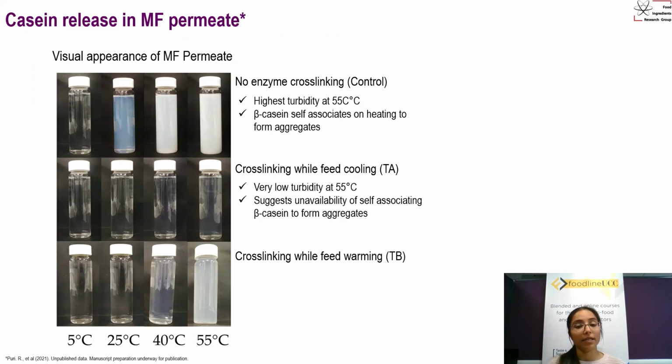And in TA sample, the turbidity is very low at 55 degrees centigrade, which suggests unavailability of beta casein, which can self-associate to form aggregates. And similar to TA, TB also has lower turbidity than control sample, but it is higher than the turbidity of TA, which suggests that there is some beta casein available that has ability to self-associate into aggregates.